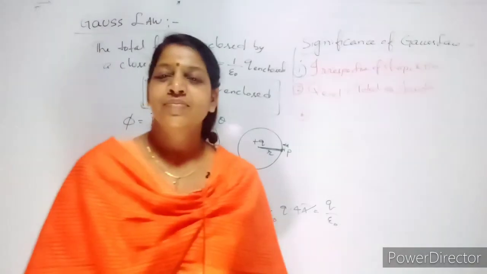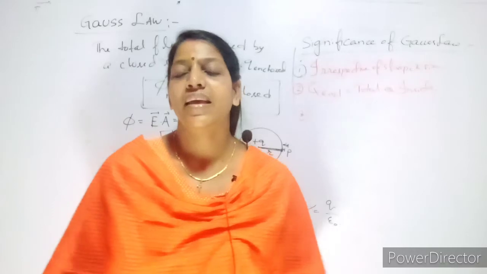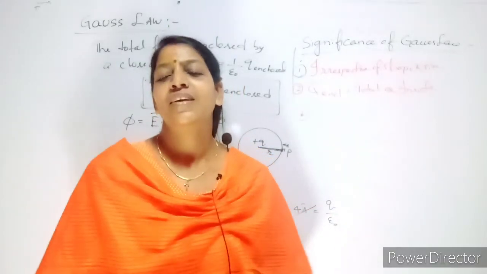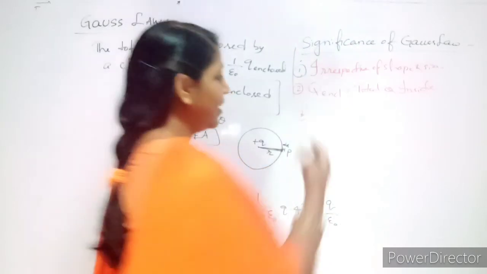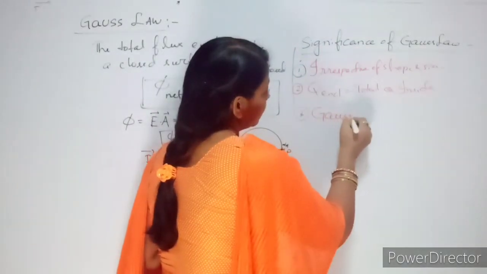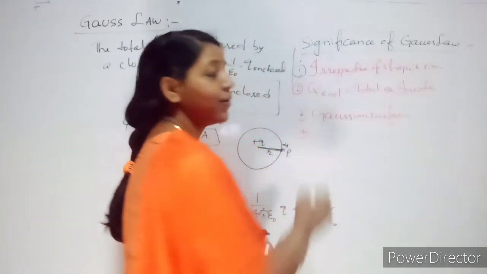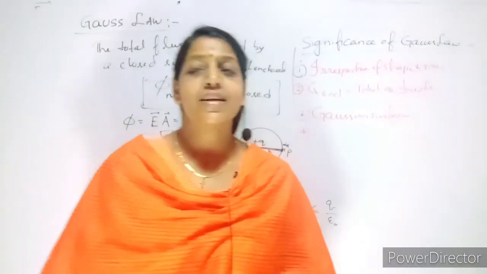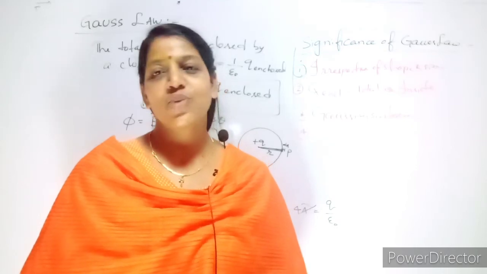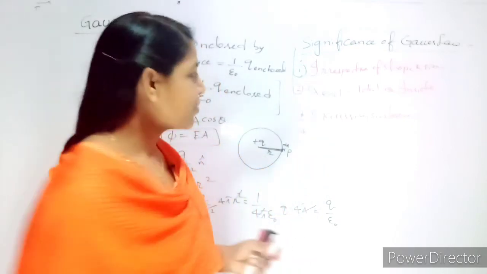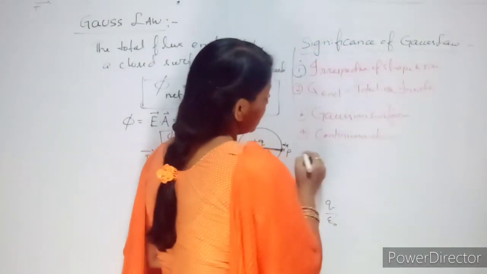Very clear about it? Third, whenever you are considering any area for application of Gauss law, that is called a Gaussian surface. And for this Gaussian surface, you should consider a continuous charge distribution. Never consider a discrete charge distribution. So this is applicable only for continuous charge distribution.